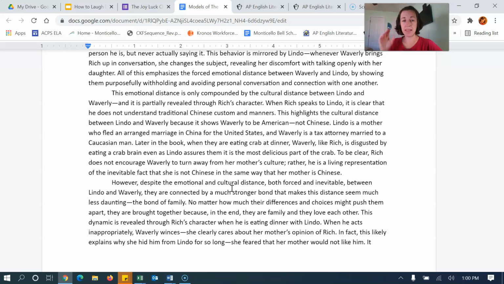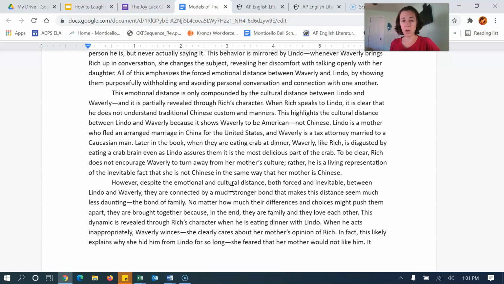All right, the second paragraph here says it will be about the cultural distance between Waverly and Lindo. When Rich speaks to Lindo, it is clear he does not understand traditional Chinese custom and manners. This highlights the cultural distance between Lindo and Waverly because it shows Waverly to be American, not Chinese. That's really interesting. Lindo is a mother who fled an arranged marriage from China for the United States, and Waverly is a tax attorney married to a Caucasian man. So good evidence that this writer is providing for all of these statements.